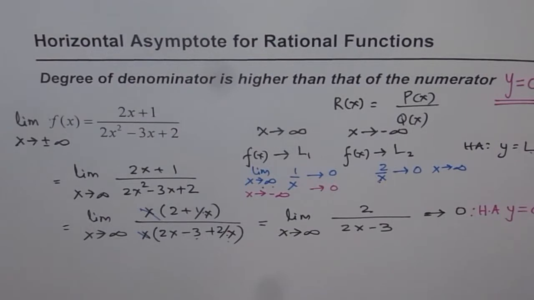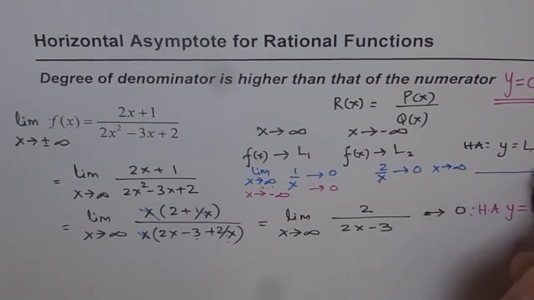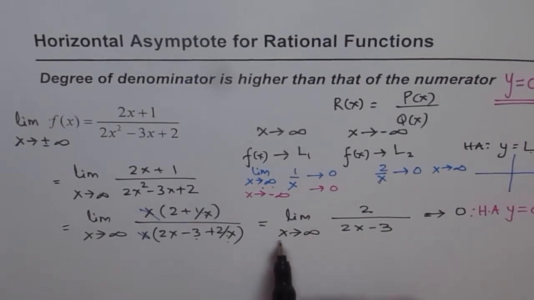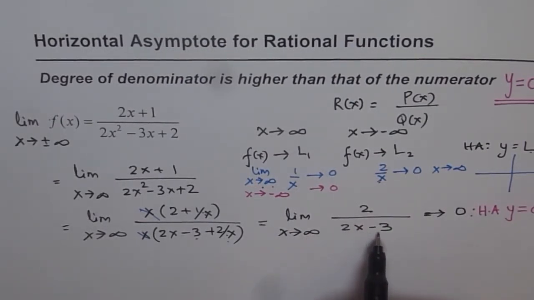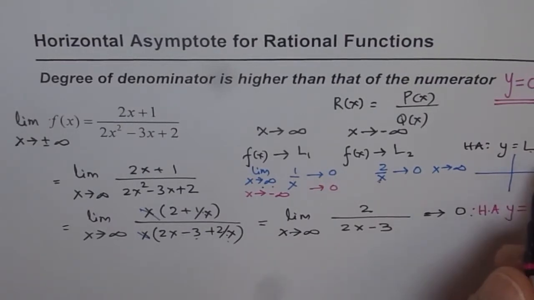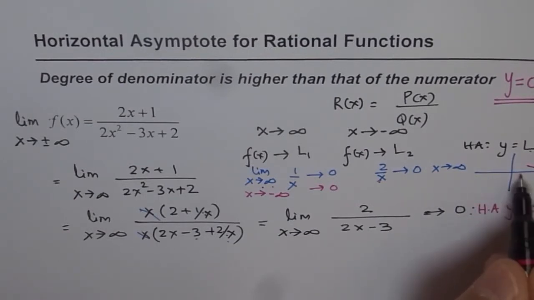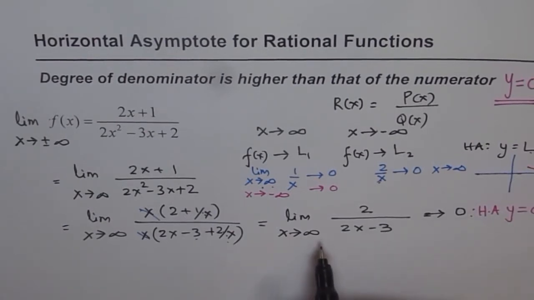So let me just sketch our coordinate system and then show you what I'm trying to say. When we are approaching from plus infinity, this 2 over 2x minus 3 is going to be positive, right? It may be very, very close to 0, but we are approaching in this fashion. And that is the horizontal asymptote. Now let's consider the second case.